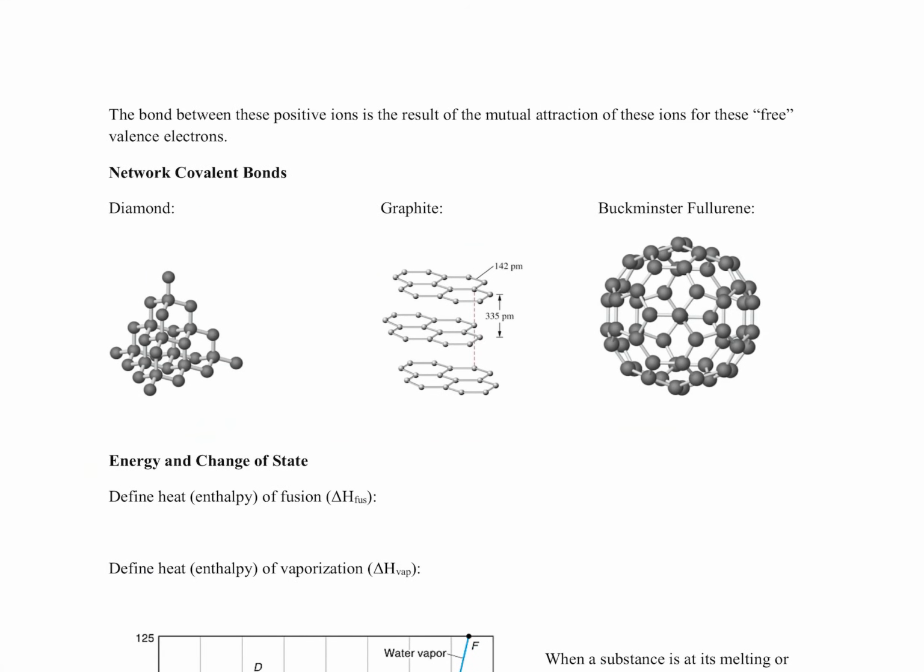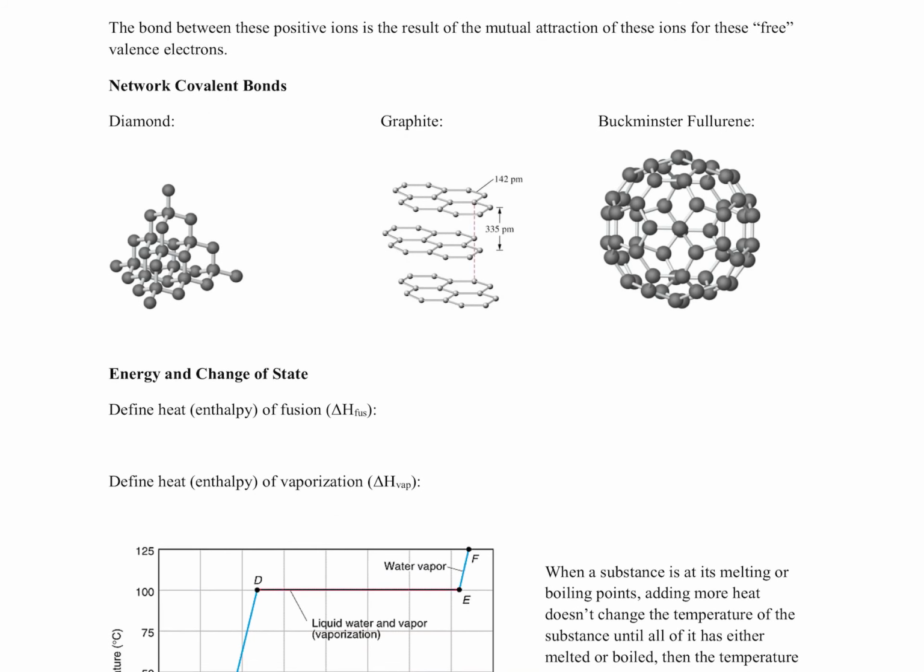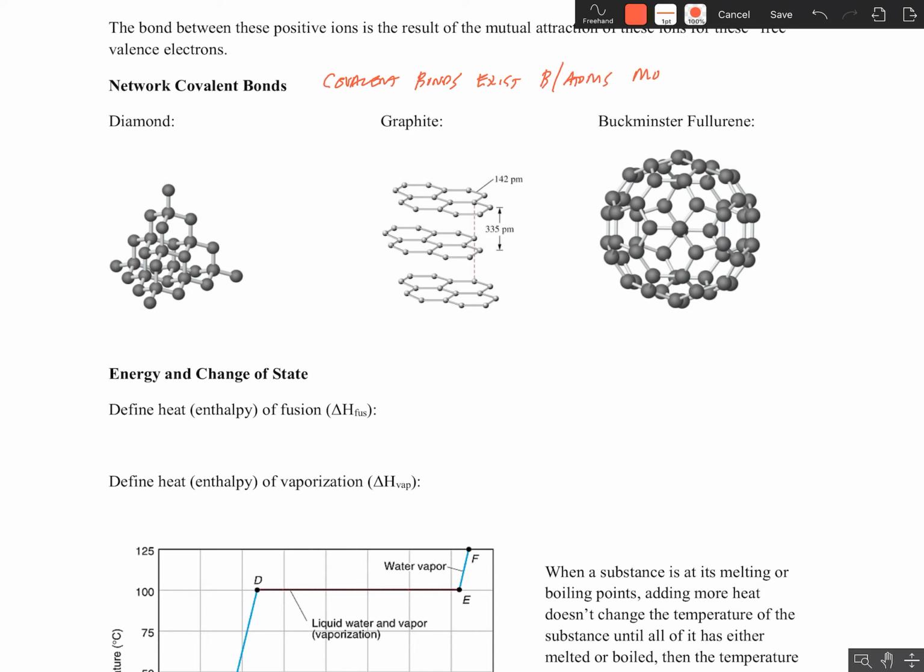Now, the last thing I want to mention today would be something called network covalent bonding. So network covalent bonds are literally covalent bonds that exist between the atoms or even molecules in the crystal structure. Now, that is actually pretty profound because covalent bonds are the strongest of the bonds between ionic and covalent. Covalent bonds are many times stronger. So these substances have very, very high melting points.